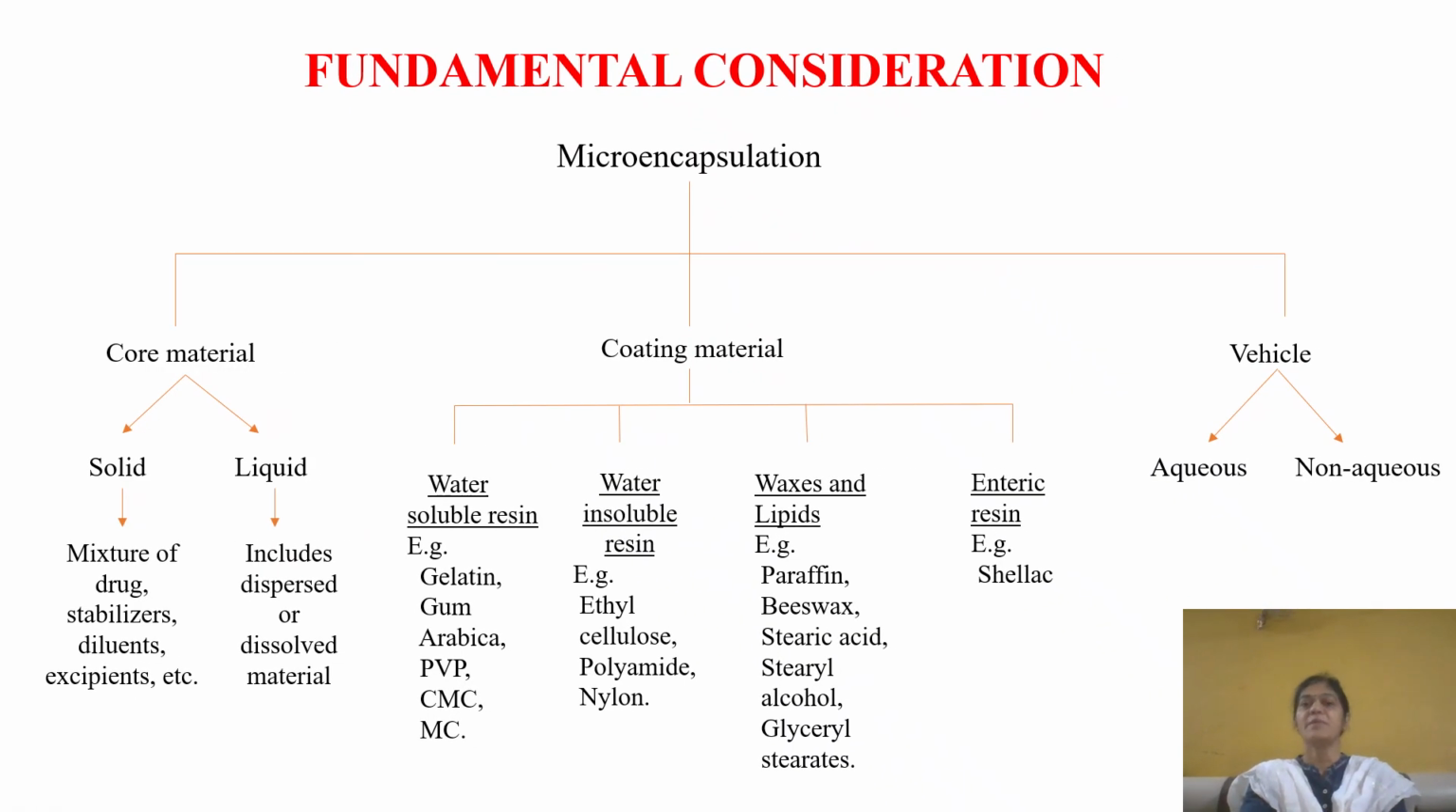Now, what are the fundamental considerations of microencapsulation? In fundamental consideration, microencapsulation consists of core material, coating material, as well as the vehicle. The core material can be solid or liquid, whereas the coating material can be a water soluble resin, water insoluble resin, waxes, lipids, and enteric resins. I have put a number of examples here.